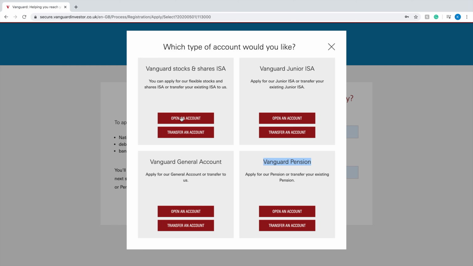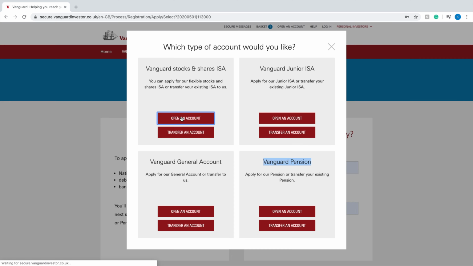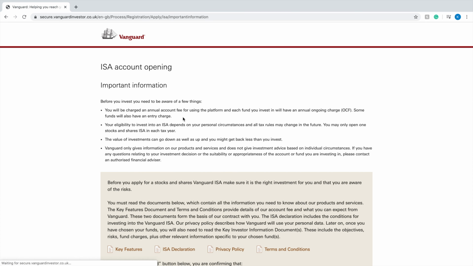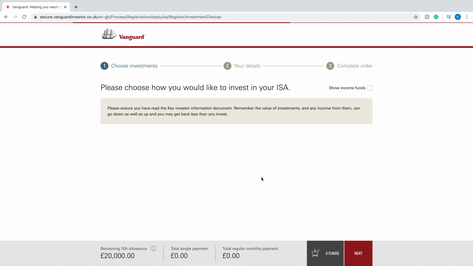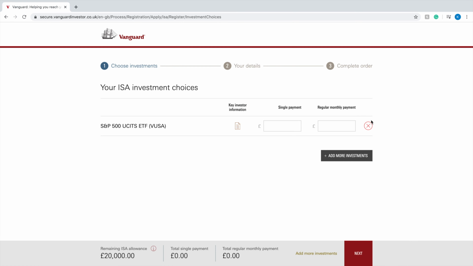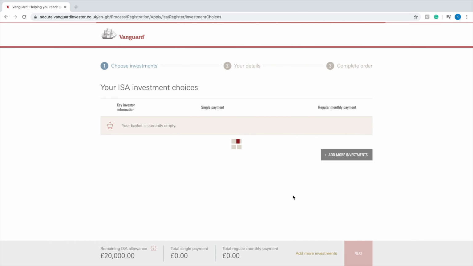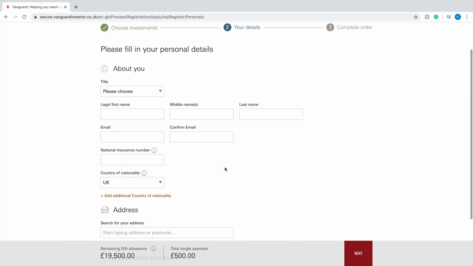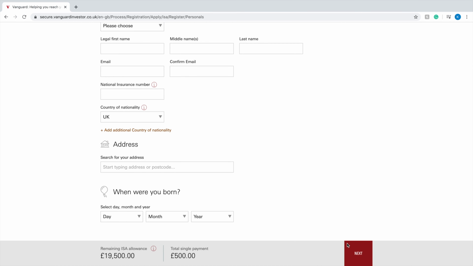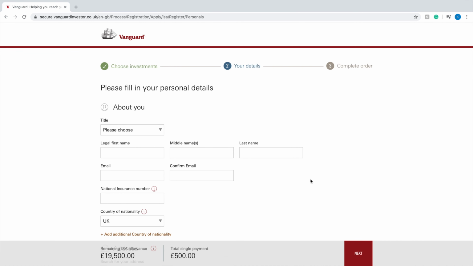So let's say you want to open an account, go in there. These are your terms and conditions, generally quite straightforward. Proceed, and then if you go in here, you can just select what you like. So you can put a single payment of £500 in there, and then hit next. Then again, if you just enter your details, pretty straightforward, and hit next, and it's pretty much straightforward from there.